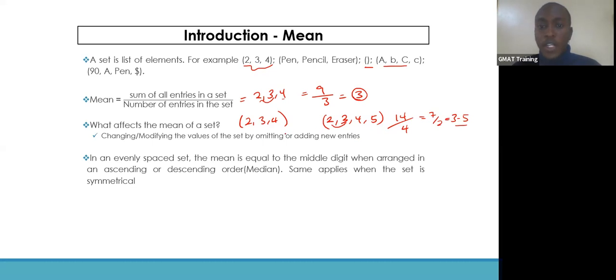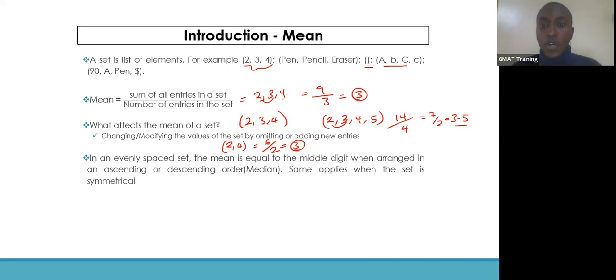Let's omit a value in 2, 3, and 4. You can omit the value 3, and you have a new set as 2 and 4. Let's find the mean. 2 plus 4, that's 6, divided by 2, that's 3. The mean hasn't changed. The values 2 and 4 are equidistant from the mean, as we'll see in the next point that I'll be mentioning. We can omit other values to change the mean. In this case, it didn't change because it's an evenly spaced set, or the set is symmetrical.